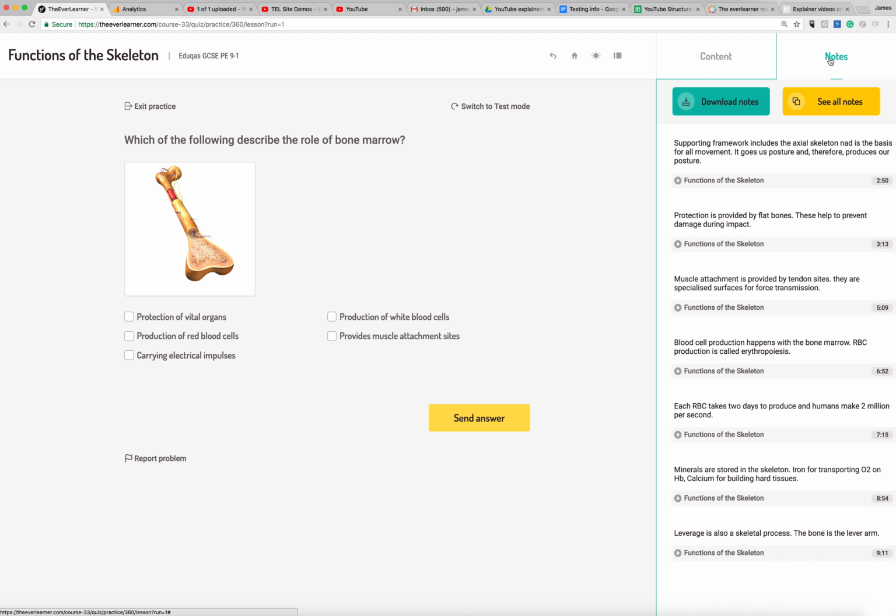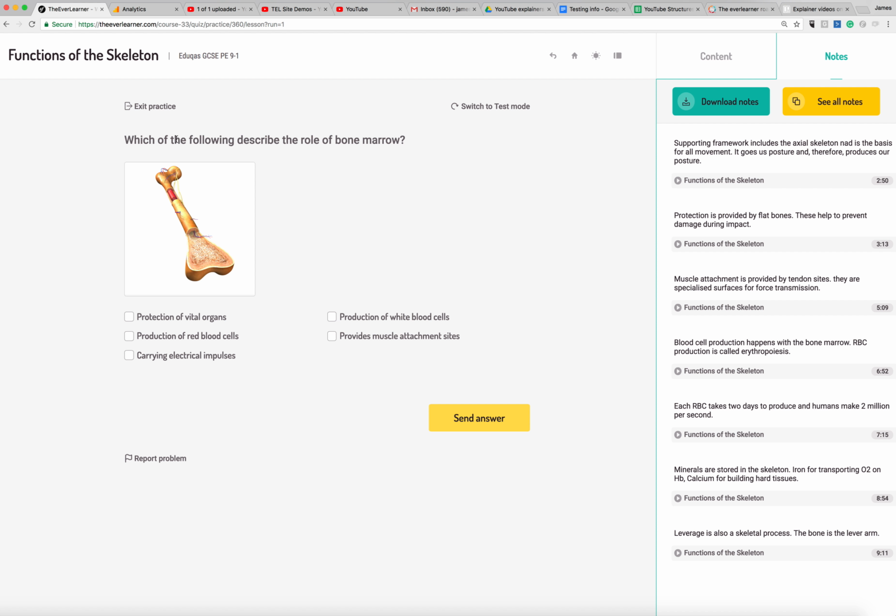Secondly, what you might notice if I click on notes here, I've got a whole series of notes about this topic area, about the supporting framework, about protection, about muscle attachment, about blood cell production. And where did they come from? Well, I made those notes next to the tutorial when I watched the tutorial. So if you want to know more about that, have a look at the making notes tutorial.